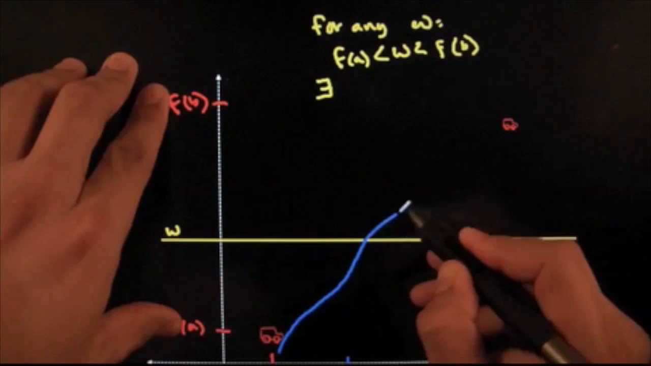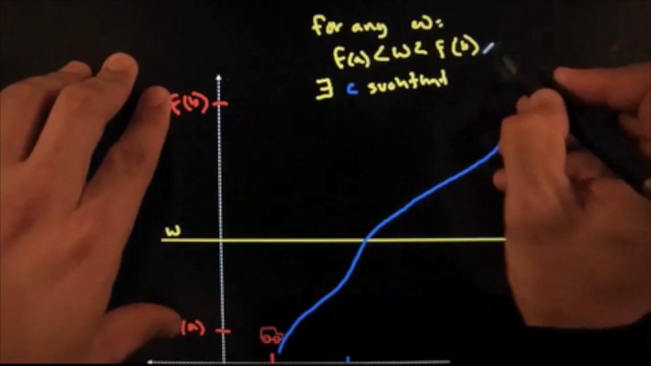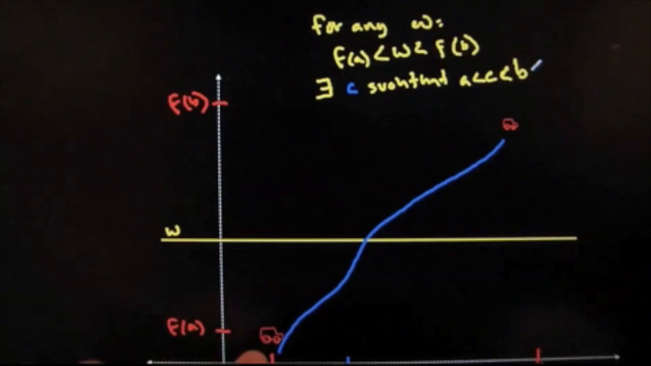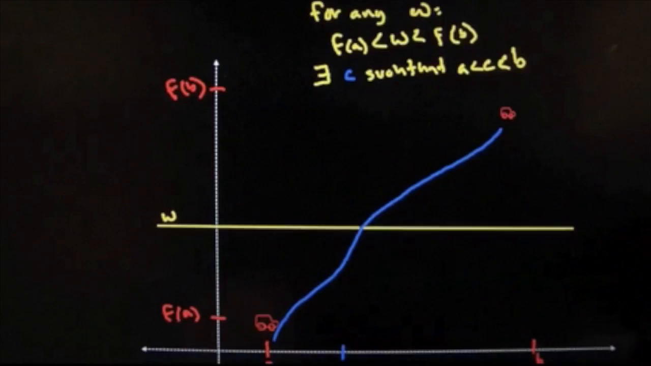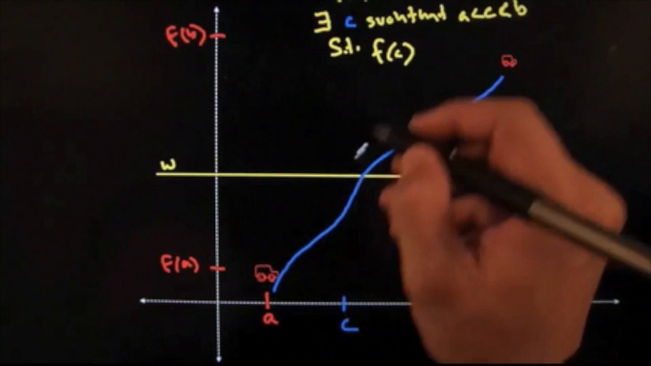There exists a C such that C is between A and B. It's got to be between A and B. I don't know if you can see that. Let me see if you can see that. See it? The C has got to be between A and B such that F of C is exactly equal to W. Okay? That's what the intermediate value theorem says.